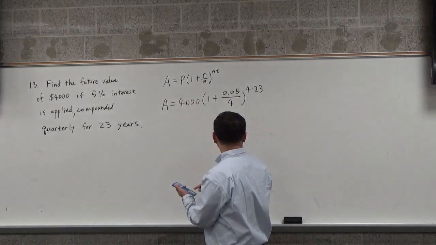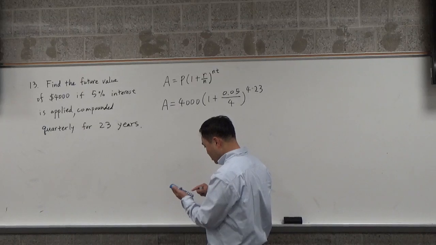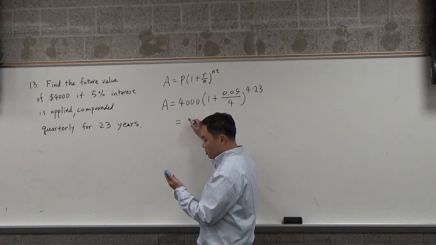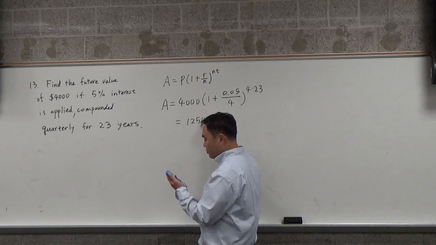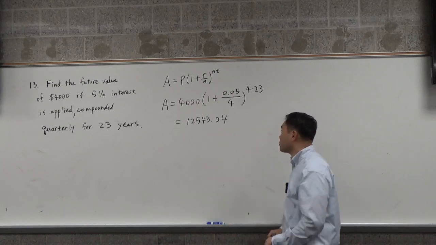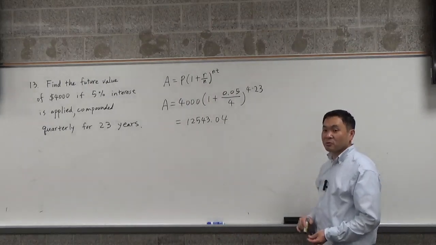That's 892. Okay, that gives you 12543.04. So $12,543.04 is what you get.